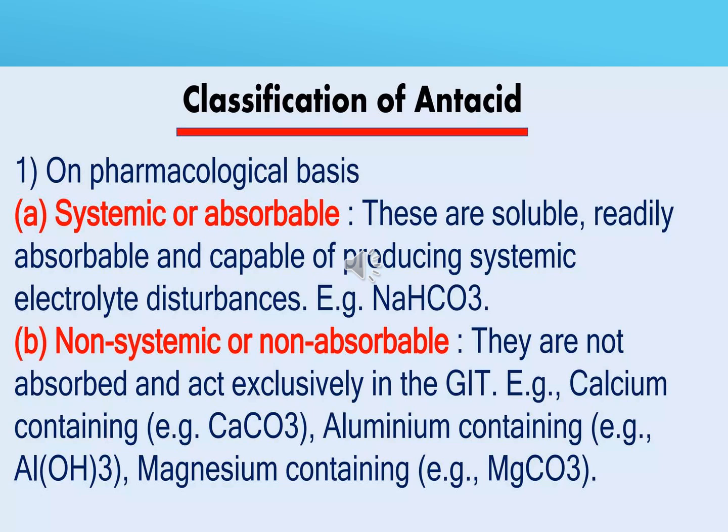The second one is non-systemic or non-absorbable. They are not absorbed and act exclusively in the GIT, that is the gastrointestinal tract. Examples: calcium containing compound, that is calcium carbonate; aluminum containing compound, for example aluminum hydroxide; magnesium containing compound, that is magnesium carbonate.